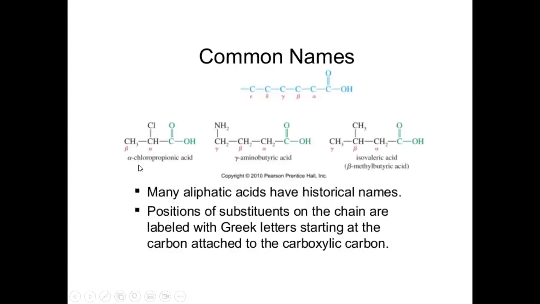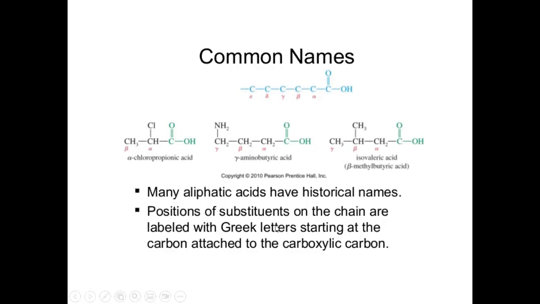So this one is alpha-chloropropionic acid. The middle one we call gamma-aminobutyric acid, right? And then the most right-hand side is beta-methylbutyric acid. So we follow this Greek order, right? From the carbonyl as alpha, beta, gamma, delta, and epsilon, right?